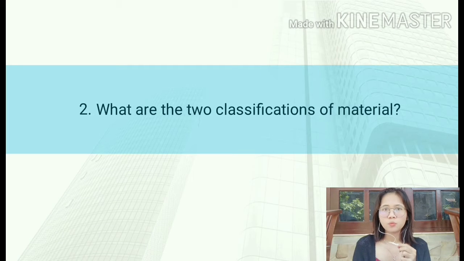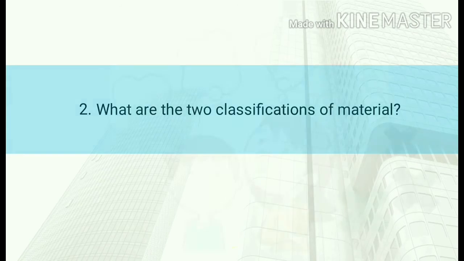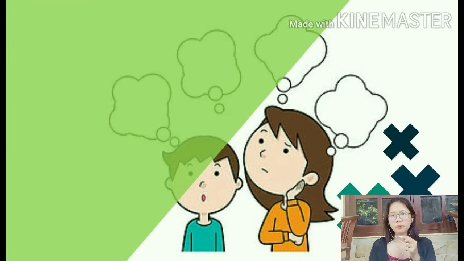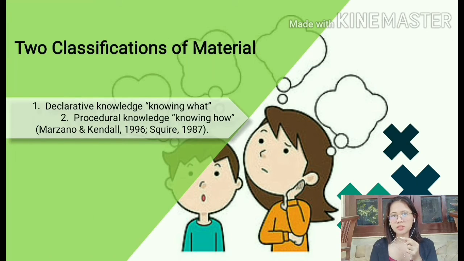Question number 2. What are the two classifications of material? Marzano and Kendall in 1996 divide learning materials into two classifications. The first one is declarative knowledge, defined by Squire in 1987 as the knowledge of knowing what, and the second one is procedural knowledge, or the knowledge of knowing how.